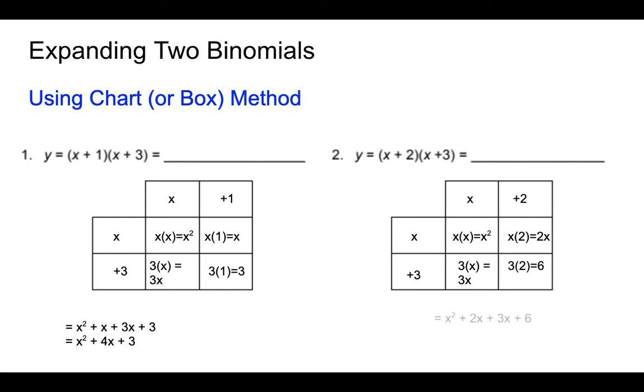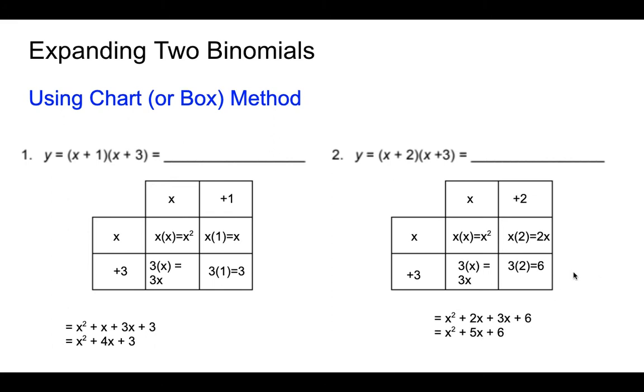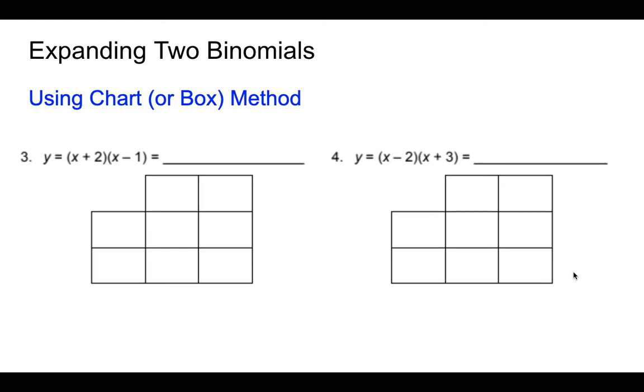So you're going to write each of those 4 terms down in order of highest power to lowest power. And then you can combine those x terms in the middle to get 5x in the middle. And there's our answer. I'm going to show you a couple more.